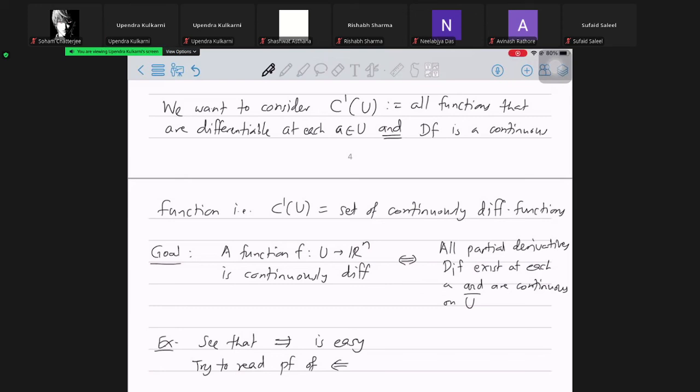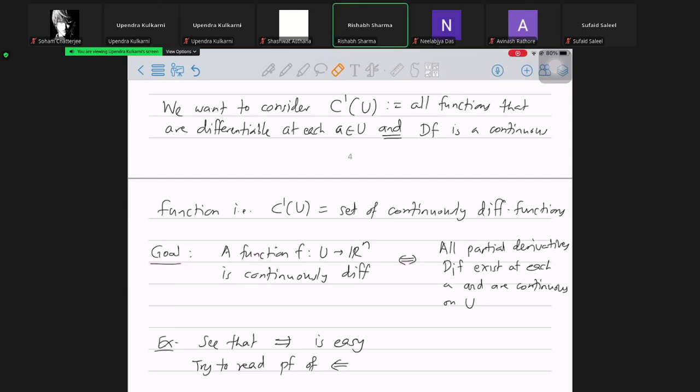Here U bar is just the closure of U, right? Oh, sorry, I'm very sorry. I just wanted to underline that for emphasis. So continuous on U, right? I mean, the function is defined only on U, so the thing outside that makes no sense.